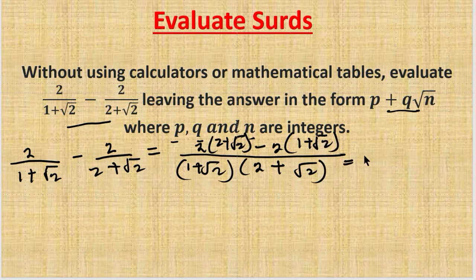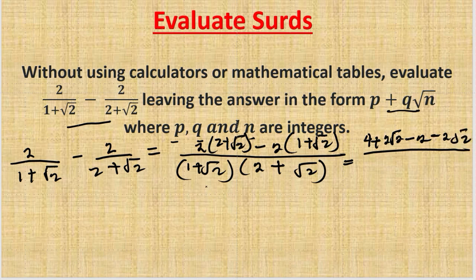So that will be the same thing as, if I expand the top, 2 times 2 here will be 4 plus 2 root 2 minus 2, that's 2 times 1 now is minus 2, minus 2 root 2.